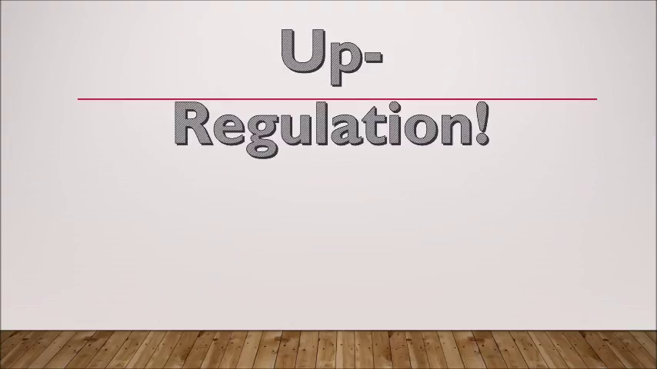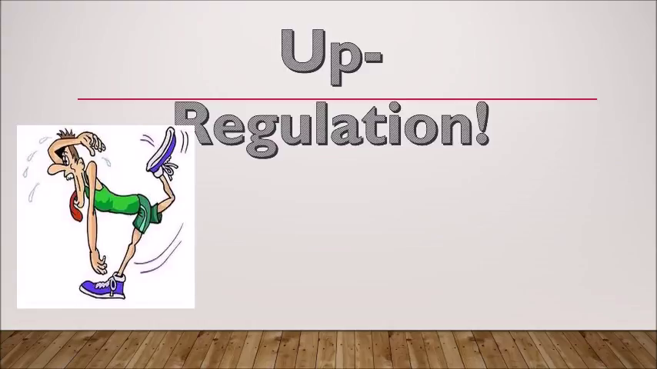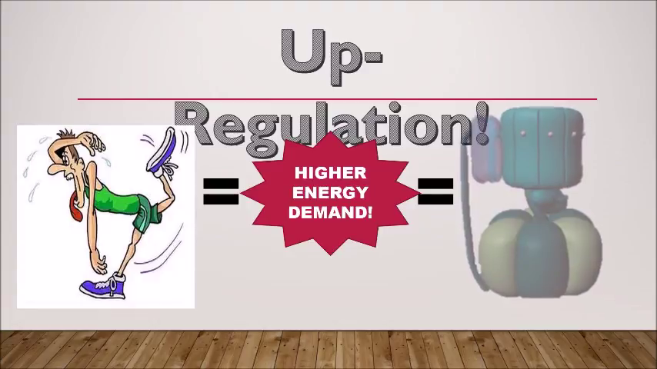Upregulation, on the other hand, is increasing the activity of the ATP synthase, and that happens when we exercise. Since more energy is needed for muscle contraction, the mitochondria demands more ATP, so the ATP synthase activity increases.